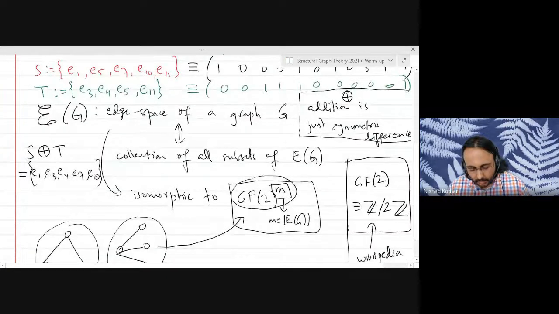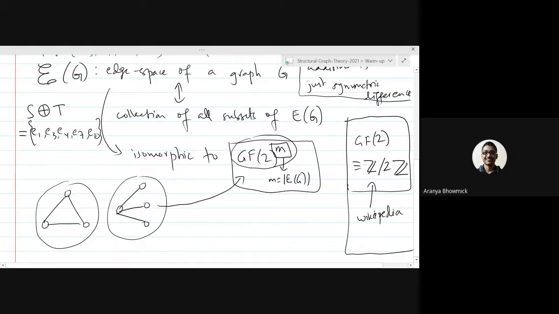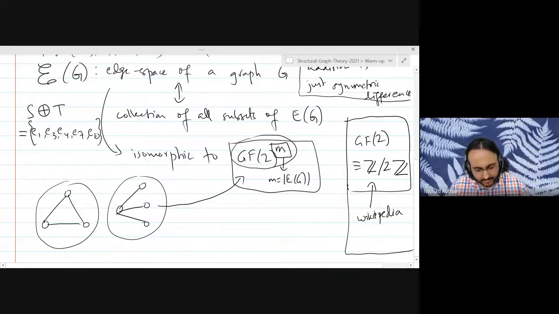Alright. So in other words, for any two graphs with the same number of edges, the edge space is really the same. It's not different. So basically, sir, it is an m-dimensional vector space over Z mod 2Z. Right, over the field Z mod 2Z, exactly.